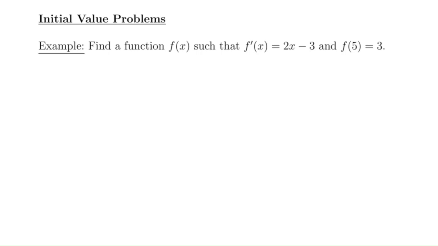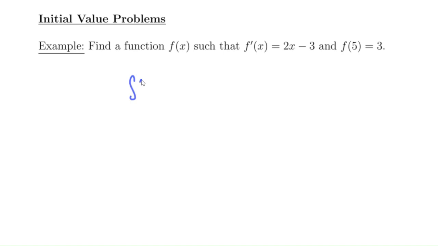Let's do an example. Find a function f such that f prime of x is equal to 2x minus 3 and such that f of 5 is equal to 3. Now, this type of problem is sometimes called an initial value problem. And what we're really trying to do is to find an antiderivative of this function, 2x minus 3, that satisfies this condition, f of 5 is equal to 3. So, how do we do that?